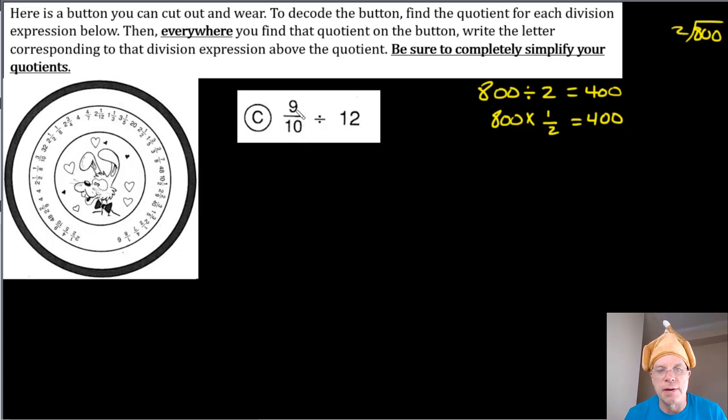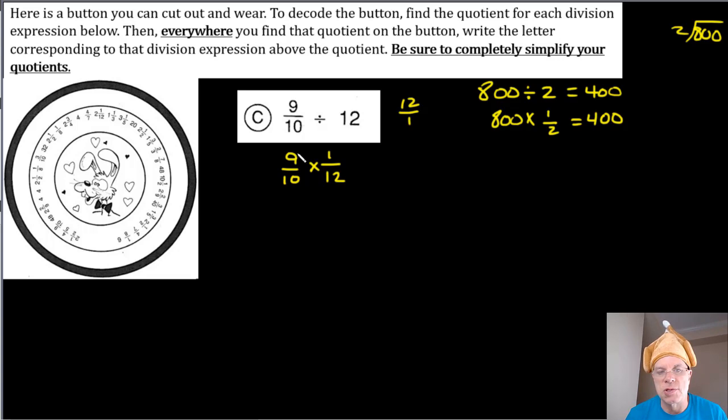If we apply the definition of division to problem C, which is on the back of this sheet, it's the third one at the top on the back of this sheet. We don't want to have to think about how many 12s are in 9/10. That's hard to think about, but we can change it to an easier multiplication problem by understanding that dividing is the same as multiplying by the reciprocal, and the reciprocal of 12 over 1 is 1 over 12.